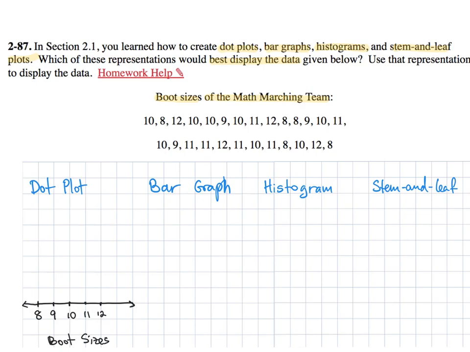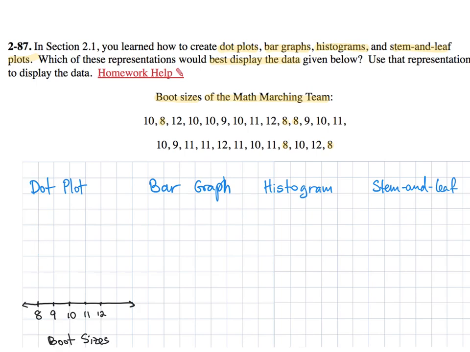So starting with the 8, let me use a highlighter. 1, 2, 3, 4, 5. If we have 5 sizes that are size 8, I'm going to go up like that. 1, 2, 3, 4, 5. So 5 dots. And notice that vertically I'm skipping equal spaces. That is called frequency. How many times do you see it? You would do the same thing for the other numbers. That's what a dot plot would look like.